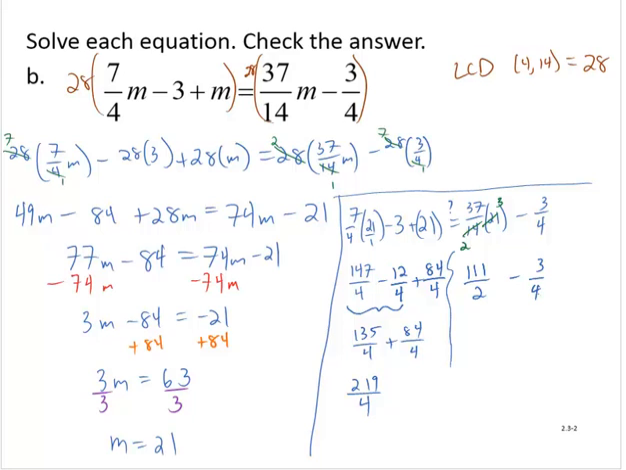Finding a common denominator between those two, the denominator would be 4. So multiplying by a factor of 2 would give me 222 over 4 minus 3 over 4, which is 219 over 4. Since that checks out, we can be confident that the solution is m equals 21.